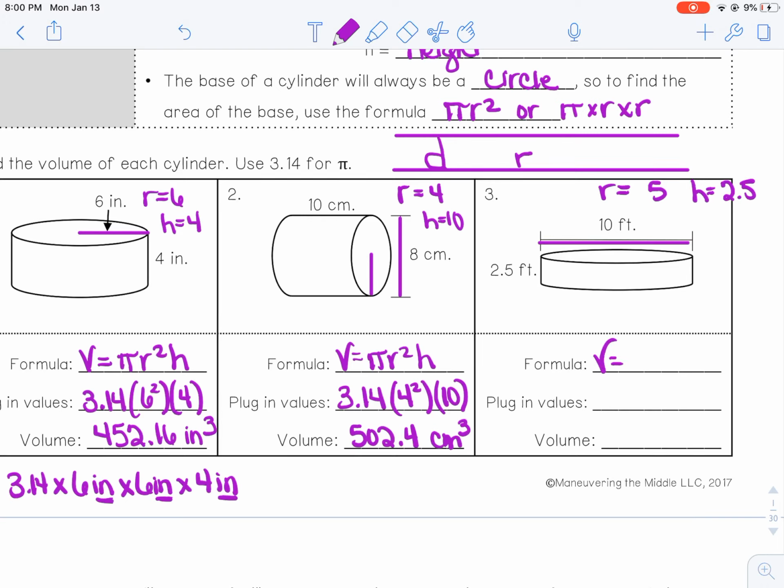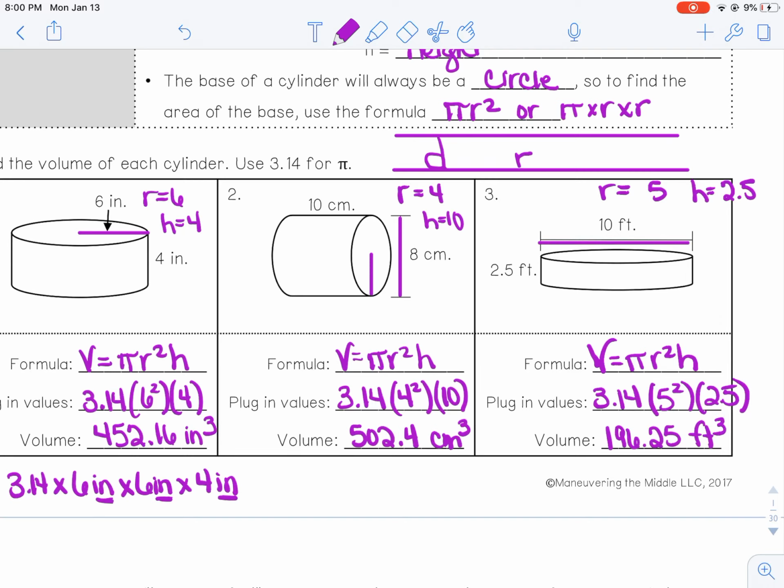Our formula again is pi r squared h. 3.14, and our radius is 5 squared. Our height is 2.5. Take a second, calculate that, see what you get. Okay, if you plugged in those numbers correctly, you got 196.25 feet to the third power.